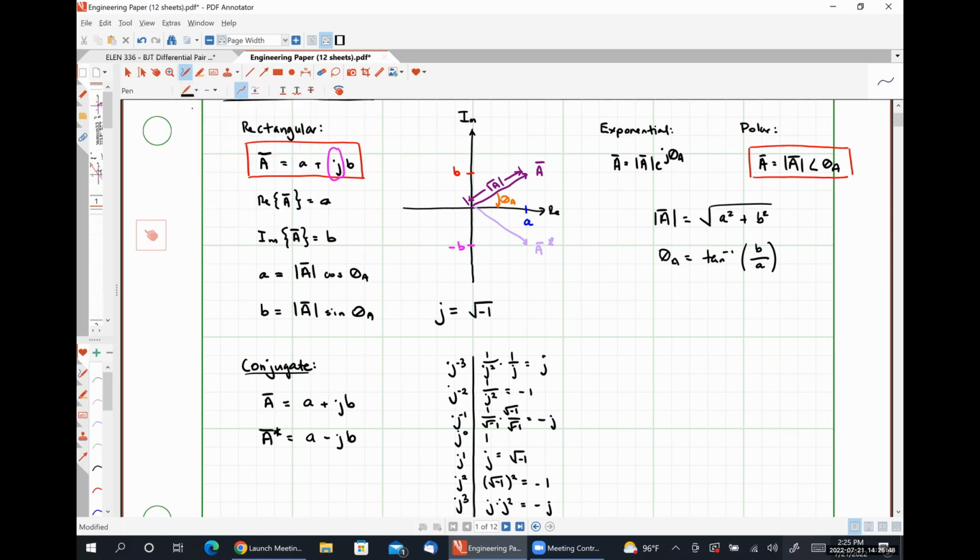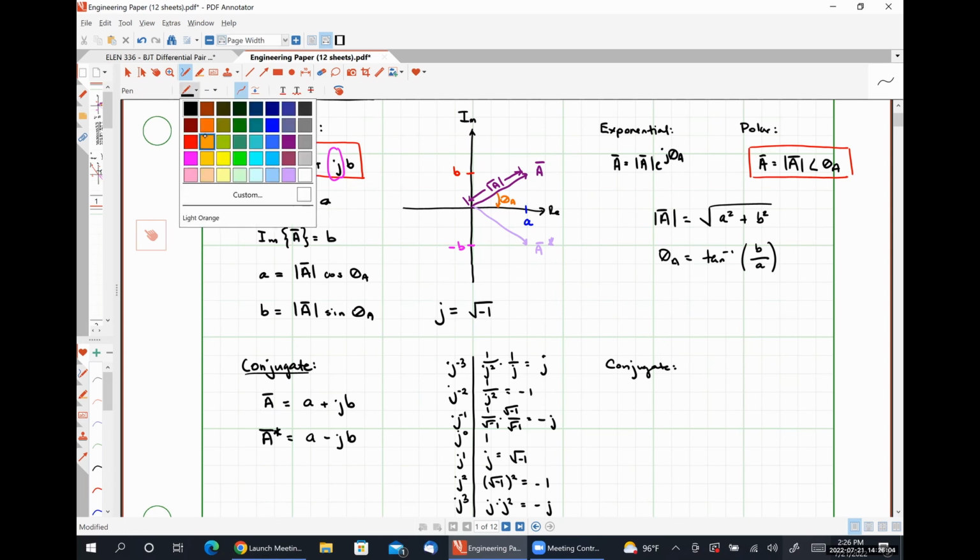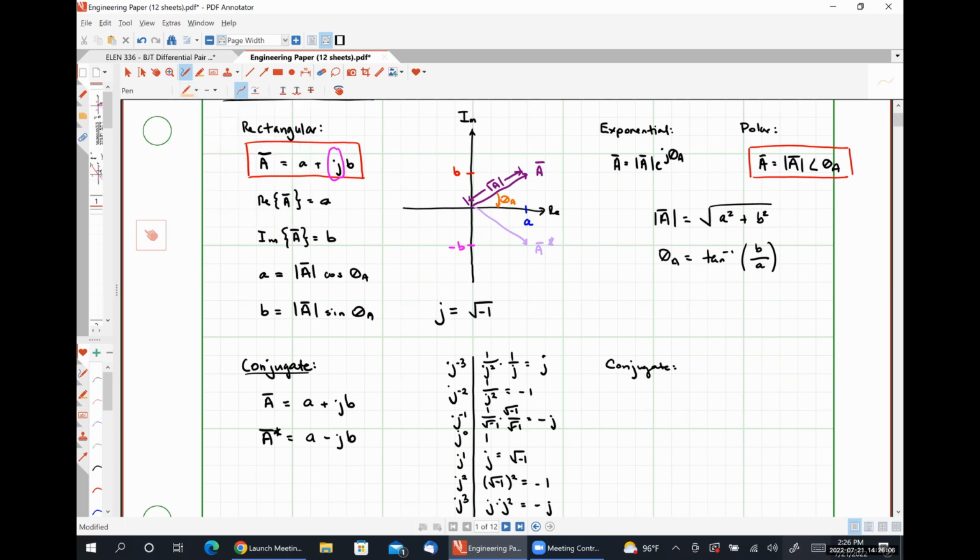Well, over here in the exponential and polar form regime, the conjugate operation does the exact same thing. So effectively, instead of having this angle theta A, we now have an angle of negative theta A. So the conjugate operation acts on an exponential or polar form complex number by changing the sign of the angle.